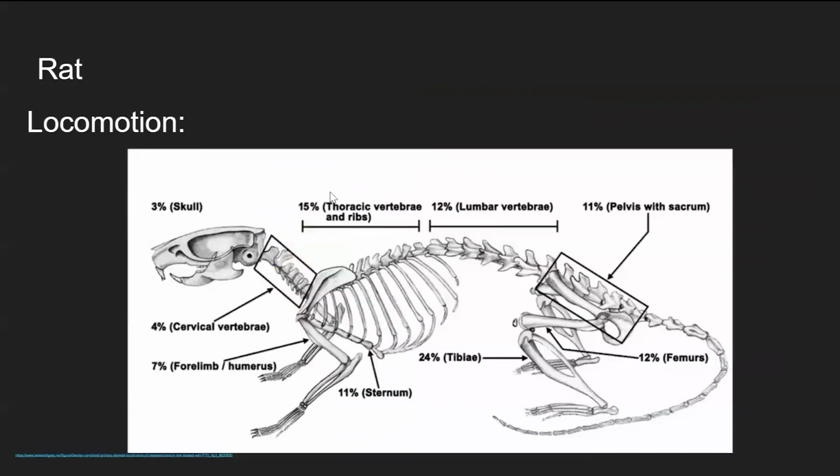This is the axial symmetry of the rat, which includes the skull, the cervical vertebrae, the forelimb, the sternum, the femurs, the pelvis, the sacrum, and many other parts.